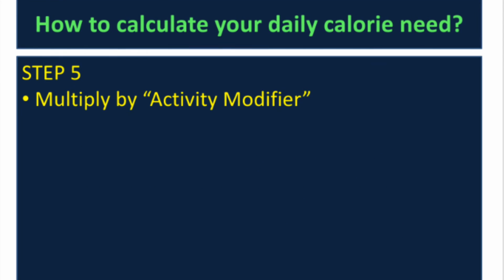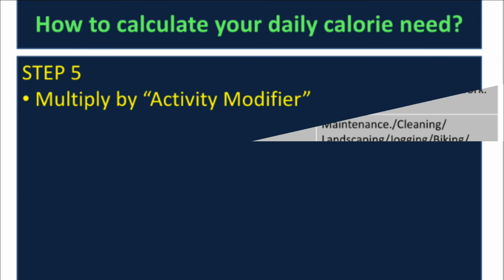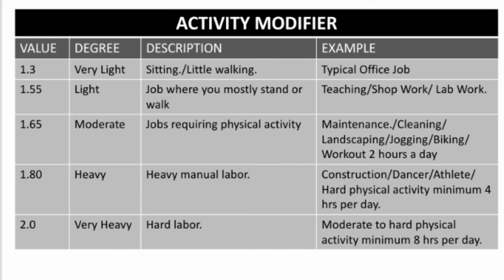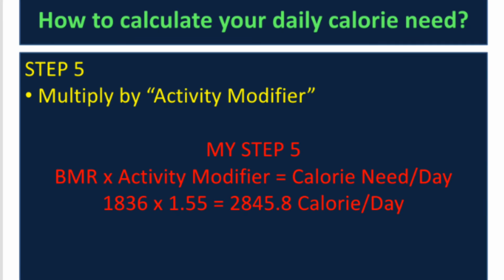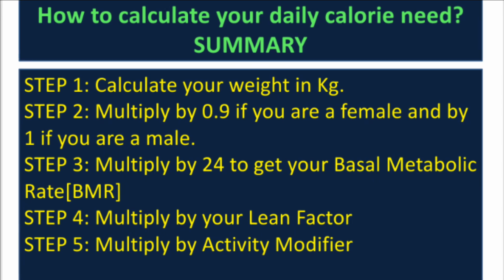Multiplying my basal metabolic rate with this factor gives me a figure of 1836. The final step is to multiply the last figure by the activity modifier. The value of this modifier increases with progressive increase in physical activity. These are the various values of activity modifier for various levels of daily physical activity. My activity falls in the light category. Therefore, I have multiplied the last figure by 1.55. My final calorie requirement per day comes out to be 2846 calories per day.